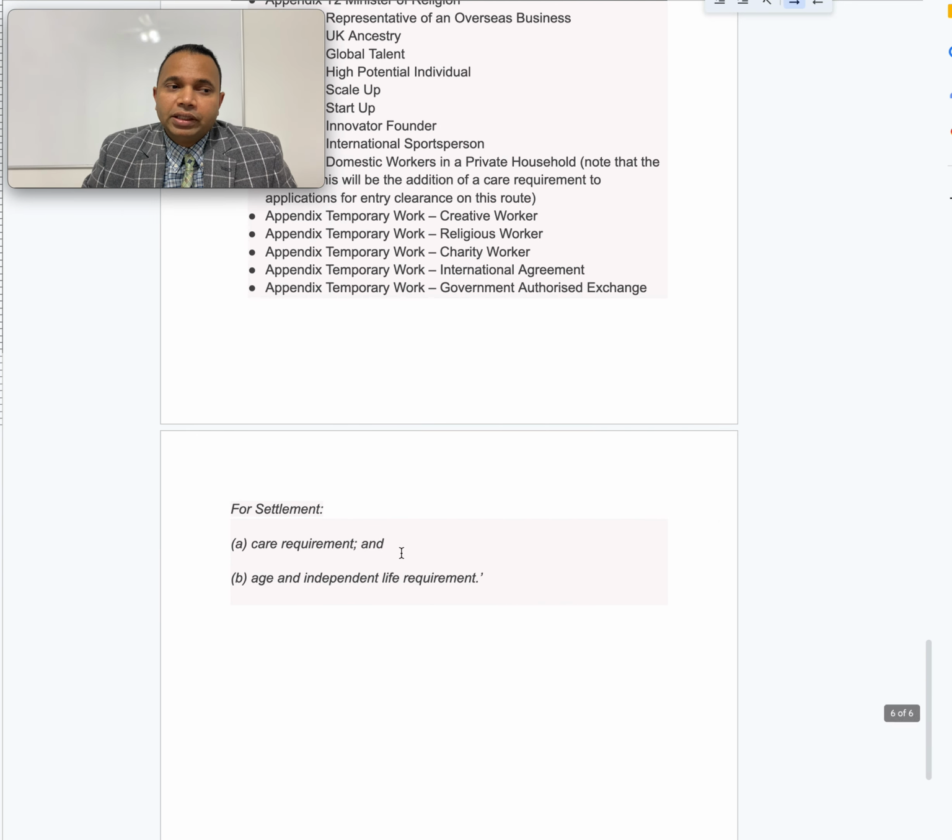Also for settlement, there are two main requirements to be proved. Care requirement: if the child is under 18, care should be there, only then would they be granted settlement, indefinite leave to remain. Age, same thing, under 18. Independent life: they should not be living an independent life, they should not be married, they should not have their own children, something like that. There are various other things, like living at a different address without any justified reason, unless they are at a university or something like that.